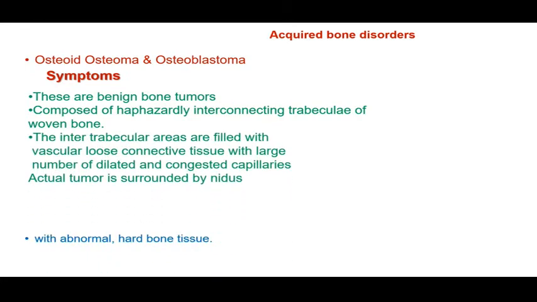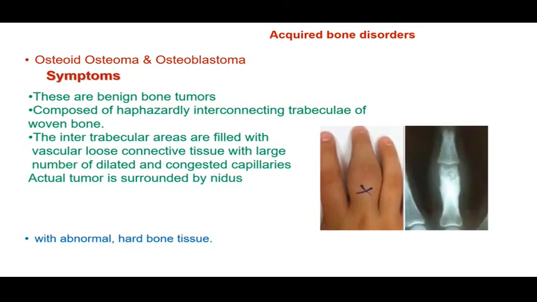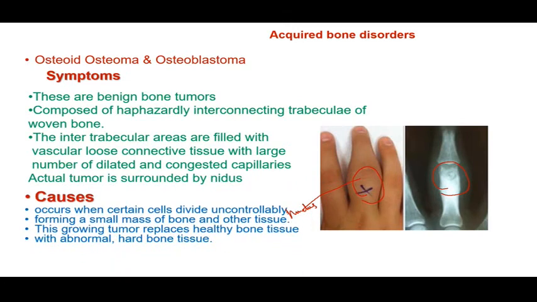rimmed by osteoblasts. The intertrabecular areas are filled with vascular loose connective tissue with a large number of dilated and congested capillaries. The actual tumor area is surrounded by abundant reactive bone called nidus. It occurs when certain cells divide uncontrollably, forming a small mass of bone and other tissues. This growing tumor replaces healthy bone tissue with abnormal hard bone tissue.